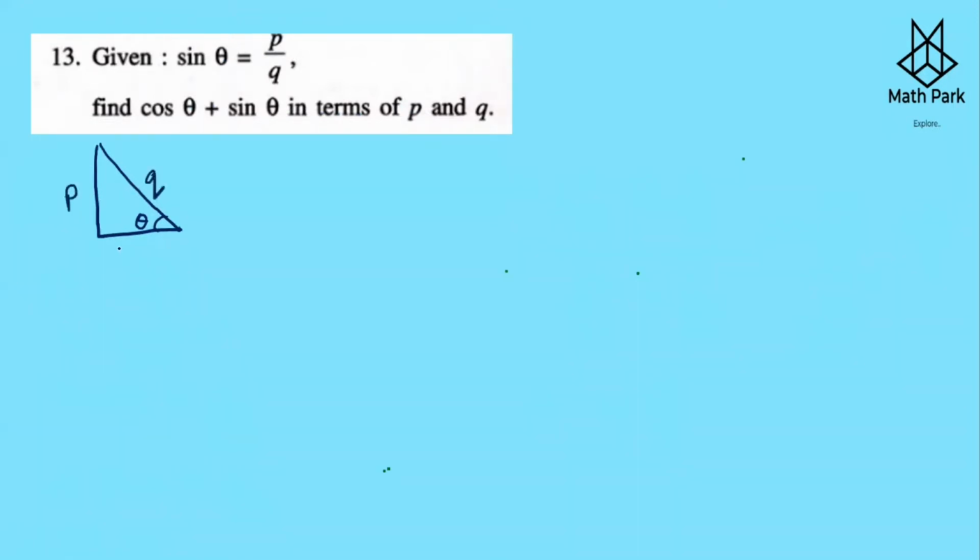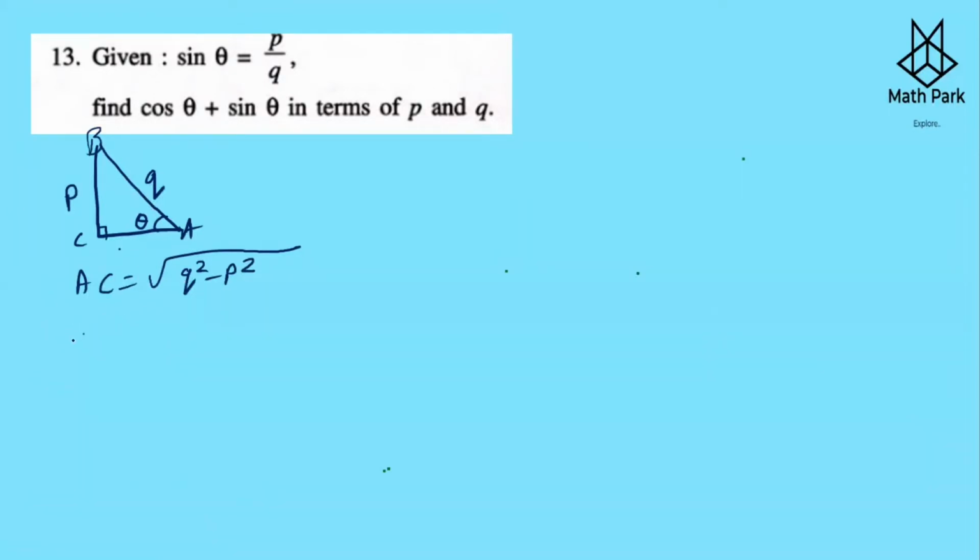So let us find this part which is unknown. So say ABC is the triangle. So we find this AC by Pythagoras theorem. You get AC is equal to square root of Q square minus P square. Hypotenuse square minus this square. So we'll keep this as it is. Now find cos theta plus sine theta in terms of P and Q.